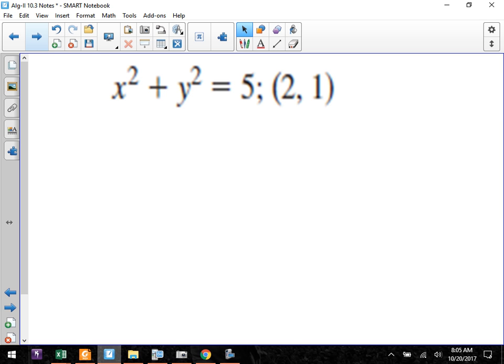Do that one. Same thing. Write the equation of the line that is tangent to the circle at the point 2, 1.